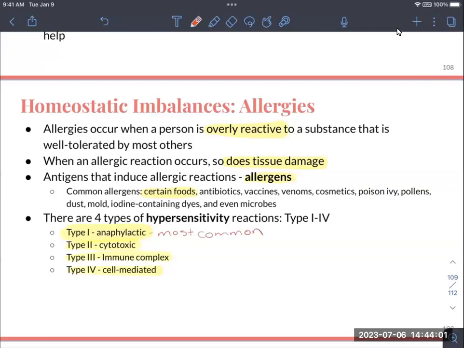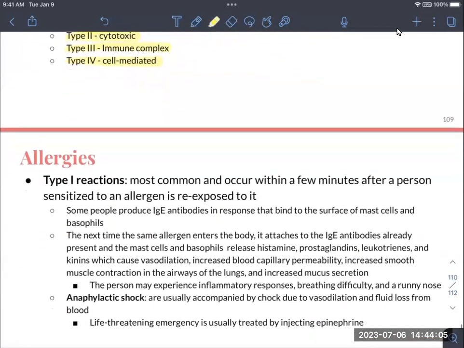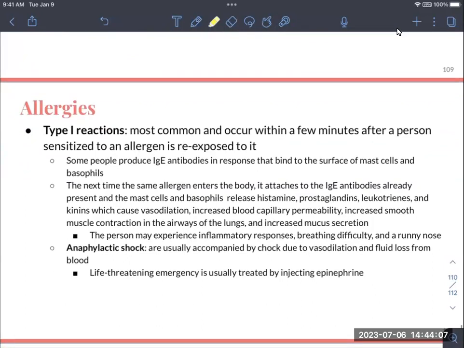This type 1 anaphylactic, it is the most common type. Within a few minutes of exposure, someone can have a reaction. And here's the interesting thing. These allergies can develop at any time in your life.